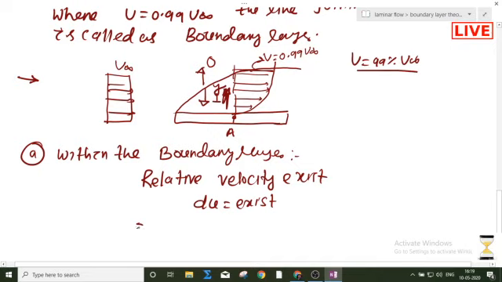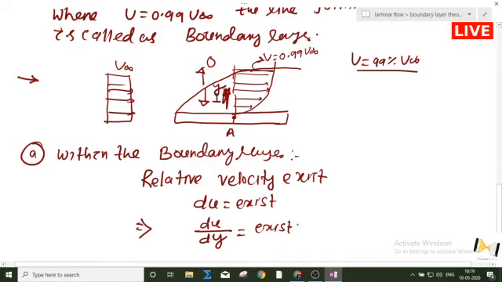If a relative velocity exists, then a velocity gradient also exists. The velocity is changing with respect to y. So I can say du by dy exists. If du by dy exists, then according to Newton's law of viscosity, I can say tau is equal to mu into du by dy. So I can say that tau also exists.